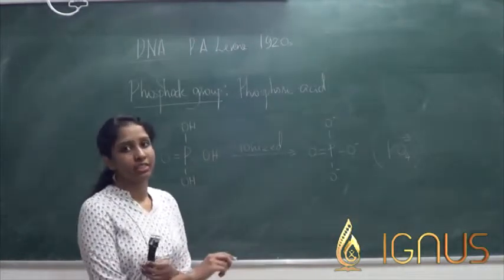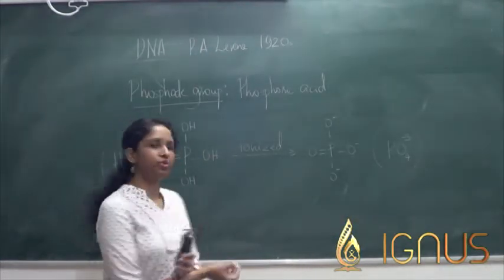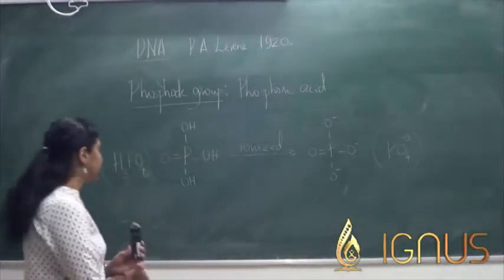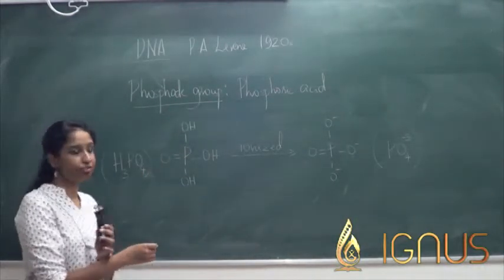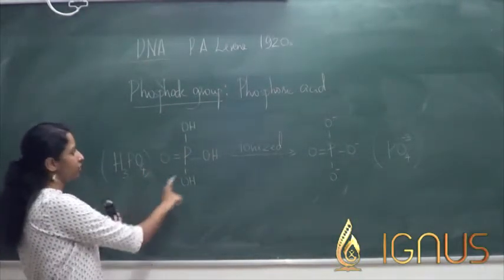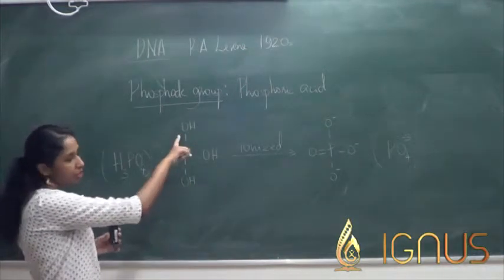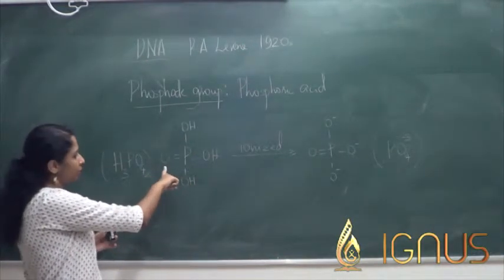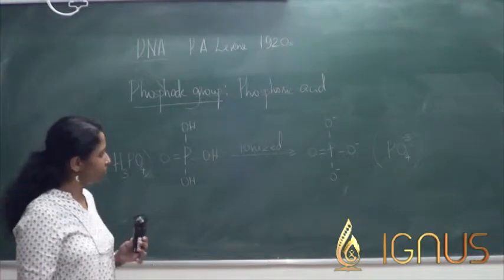The next component of DNA is the phosphate group, or the phosphoric acid. Phosphoric acid starts off in its unionized form, which is H3PO4. So you will have a phosphate group attached to 3 hydroxyl groups and 1 oxygen atom through a double bond.